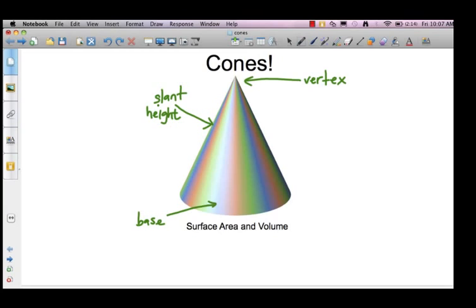Now there's also, in a cone, a height, which is again straight down from the vertex to the base, and it meets at a 90-degree angle. And then you also have the base radius of a cone.